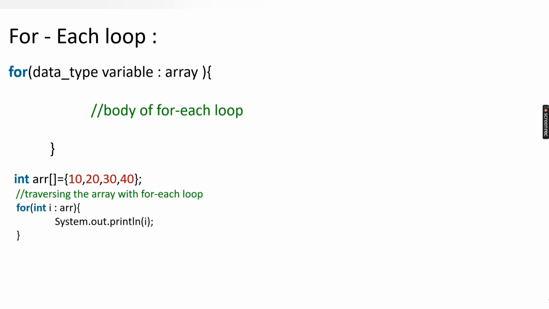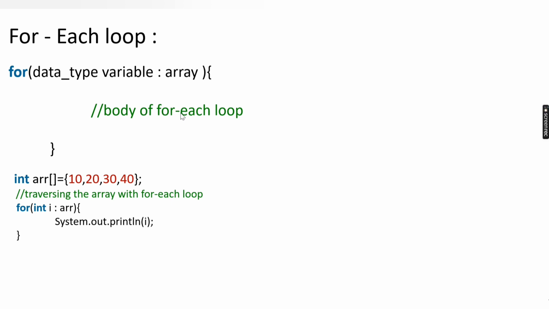How can you use the for each loop to traverse the array elements? Here you need to provide the keyword for. Then you provide the data type, which should be the same as the data type of the array. The array data type is integer, so I will provide int here. Then the variable name, which can be any name. Then you give a colon and the name of the array. Here the name of the array is arr, so I will say arr, and then I need to provide the body of the for each loop.